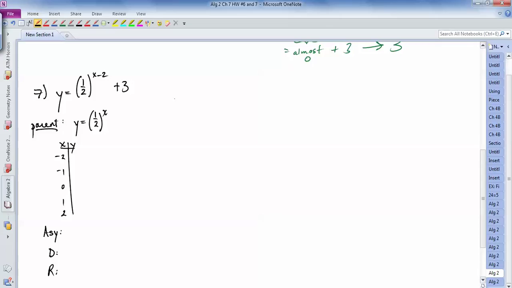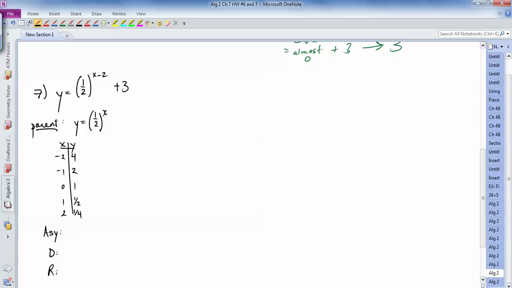Now 1/2 to the x, that's a decay because it's less than 1. It's coming downwards like this. Well, if I plug in -2, then what I'm really doing is 1/2 to the -2, which is the same thing as 2 squared. So that's going to be 4. If I do 1/2 to the -1, that's the same thing as 2 to the first, so that's 2. 1/2 to the 0 is 1. 1/2 to the first is 1/2, and 1/2 squared is 1/4. Okay, so there's what we've got for our chart.